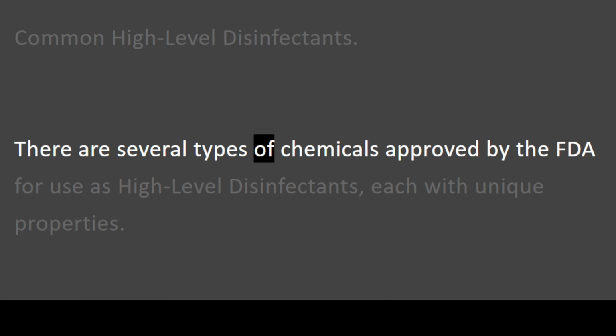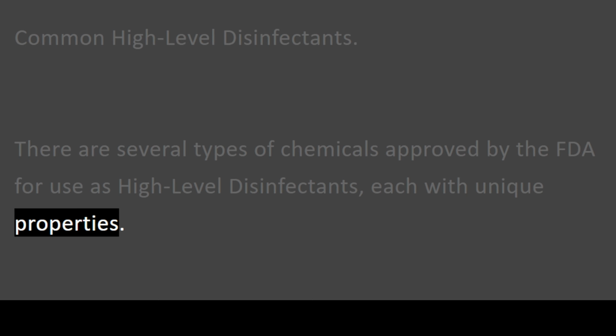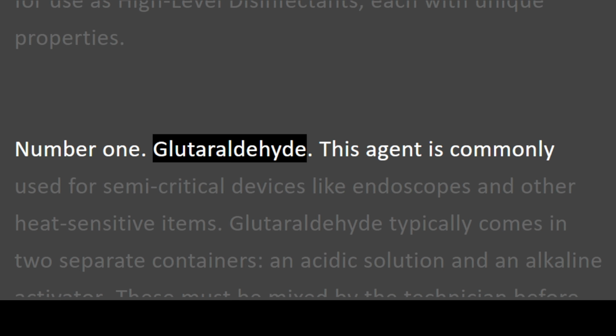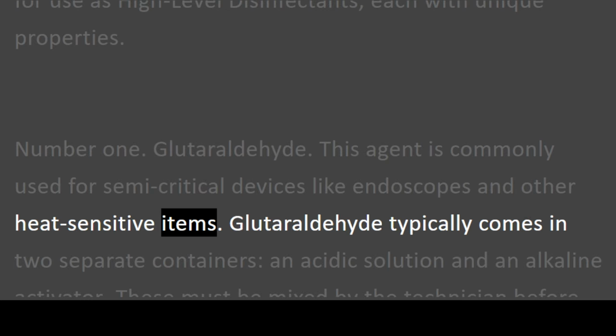Common high-level disinfectants. There are several types of chemicals approved by the FDA for use as high-level disinfectants, each with unique properties. Number 1. Glutaraldehyde. This agent is commonly used for semi-critical devices like endoscopes and other heat-sensitive items.